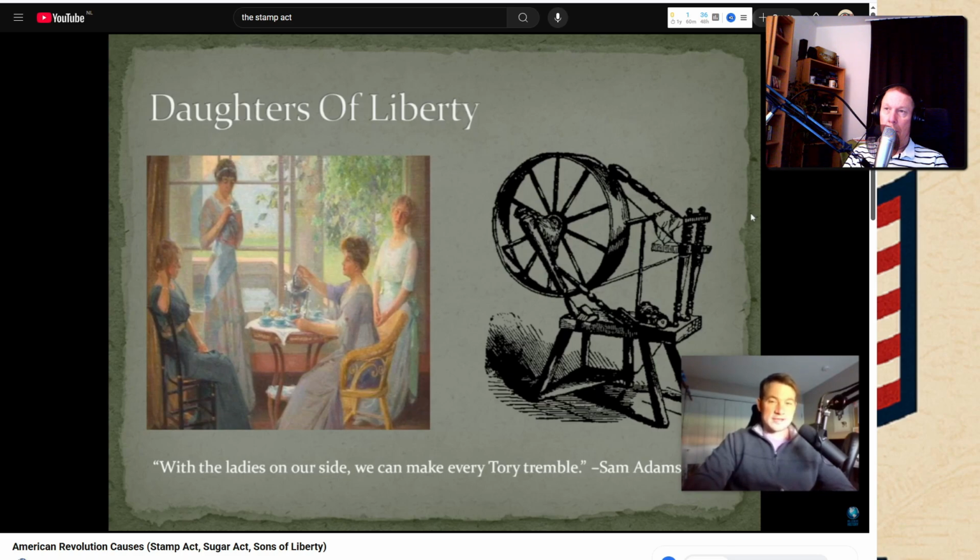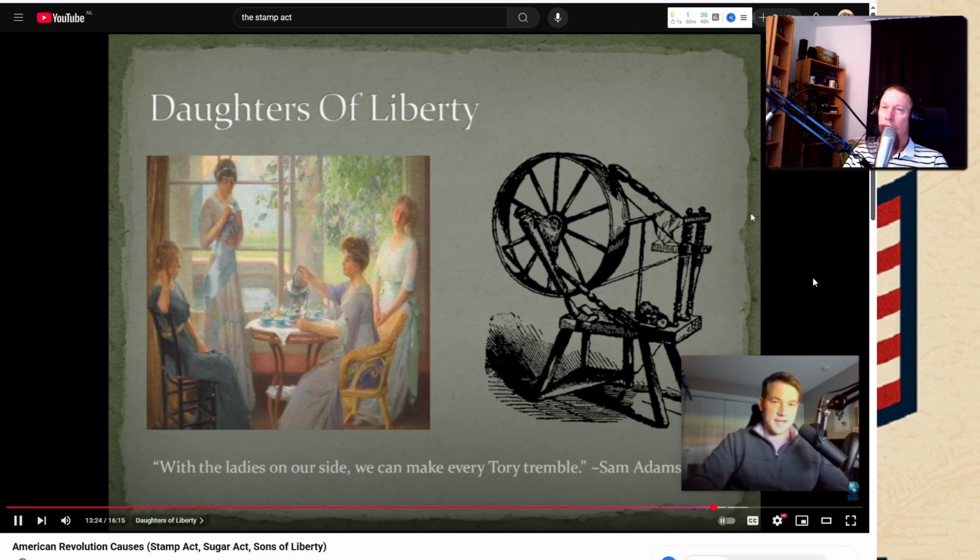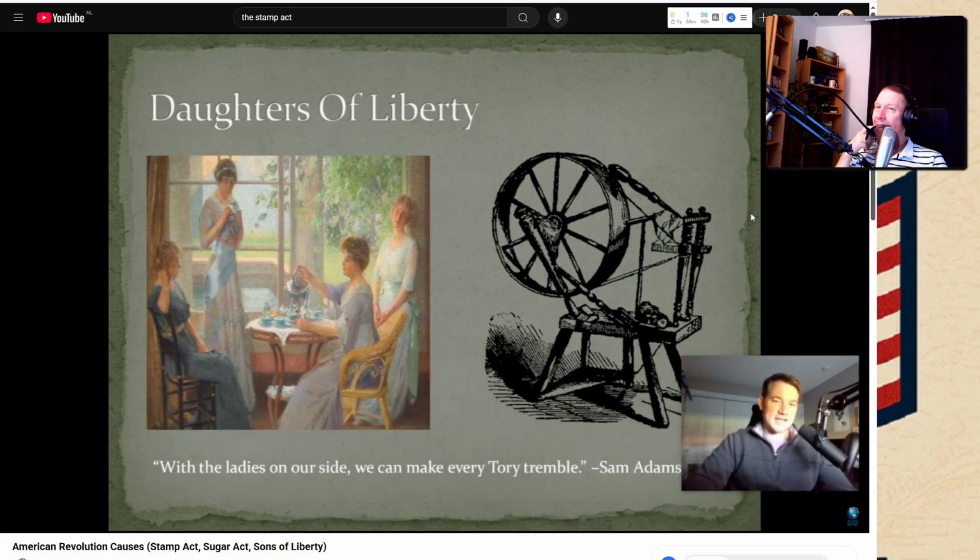They also held things like spinning bees in public, where they were making textiles, that is clothing, for the colonies so that the colonies could successfully boycott buying British textiles. These boycotts were being used as a way to apply economic pressure to the British to get things like the Stamp Act, specifically the Stamp Act, repealed.